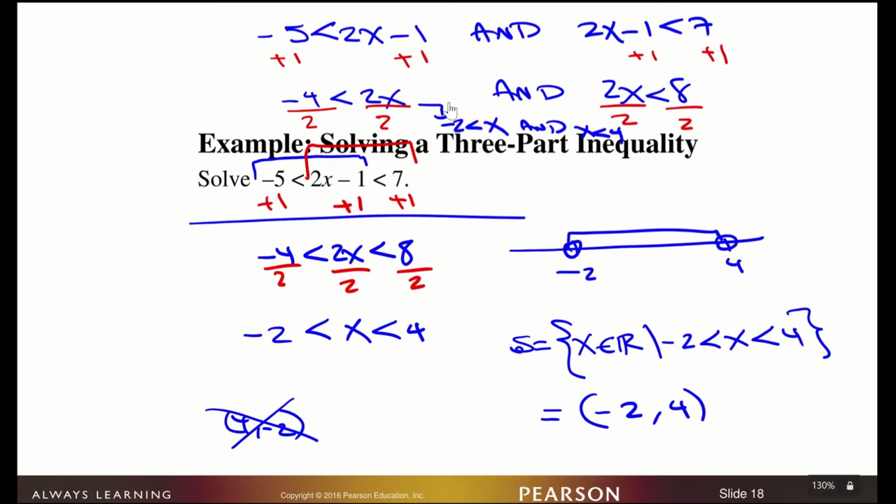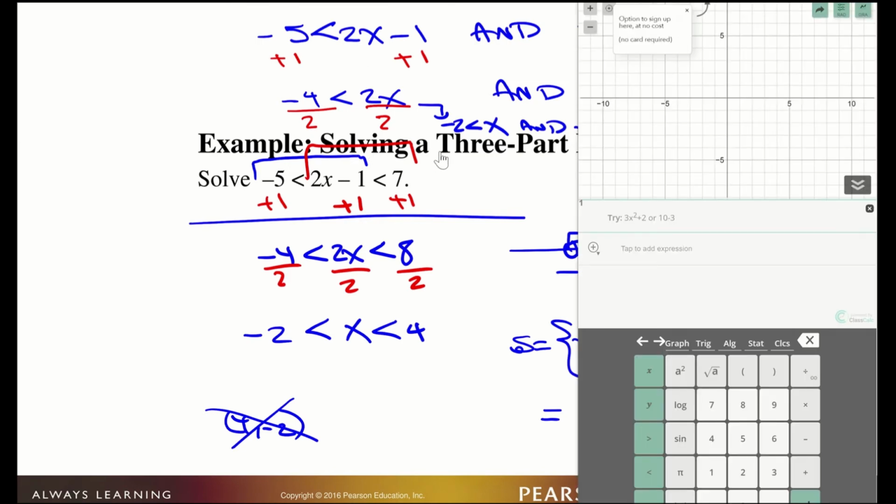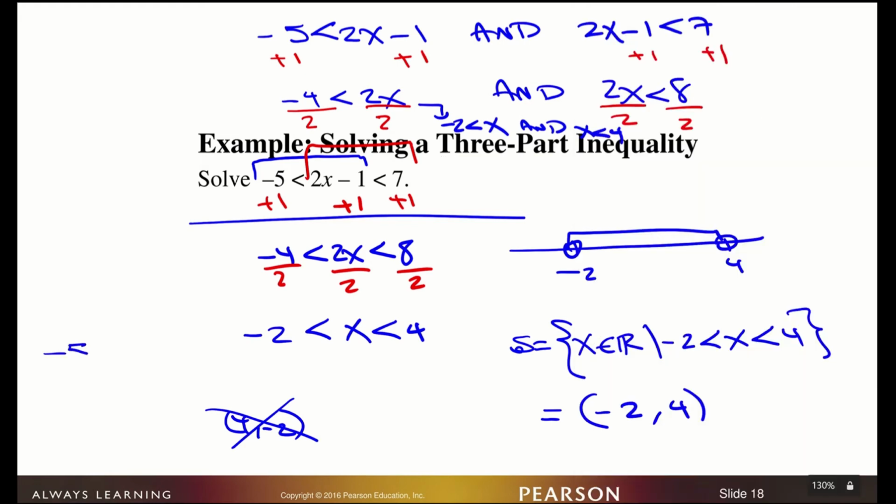So before we go away from this problem, there is a way to check this using graphing, which is kind of neat. And let's take a look at that before we go away. So in order to verify this using graphing, what we're going to do is we're going to look at the inequality -5 less than 2x minus 1 less than 7, the original inequality, right? And we're going to go ahead and call each of the pieces y and graph.